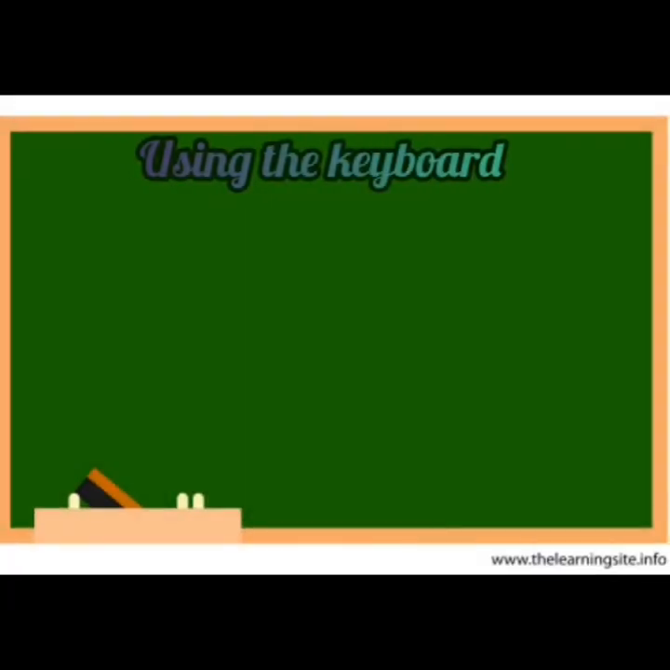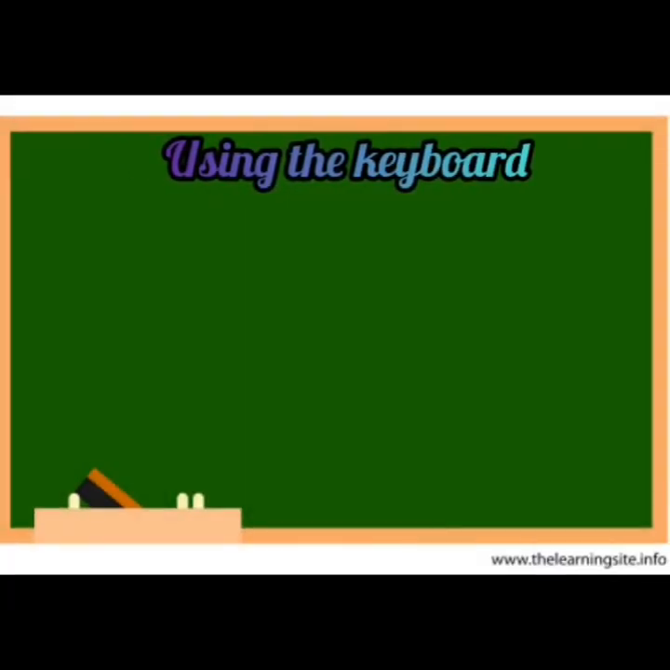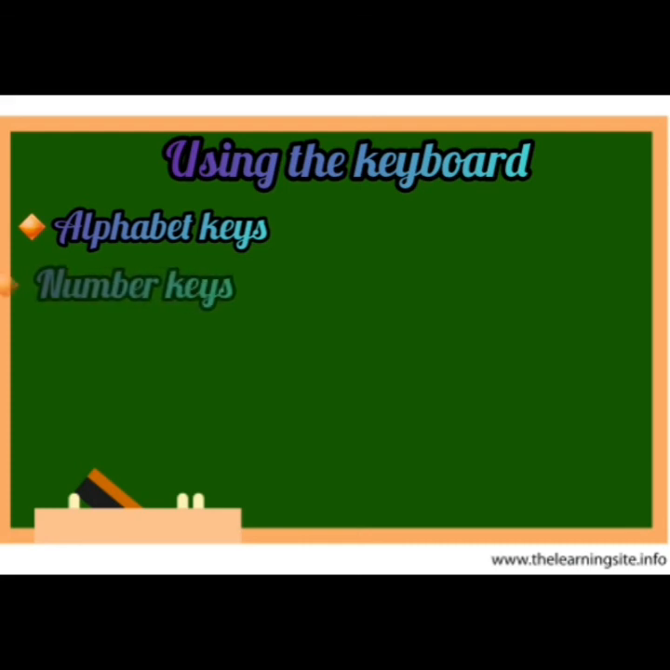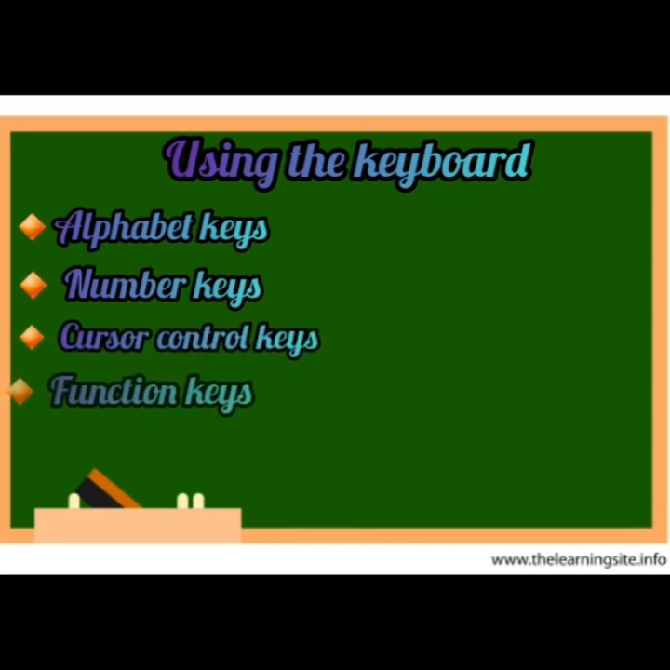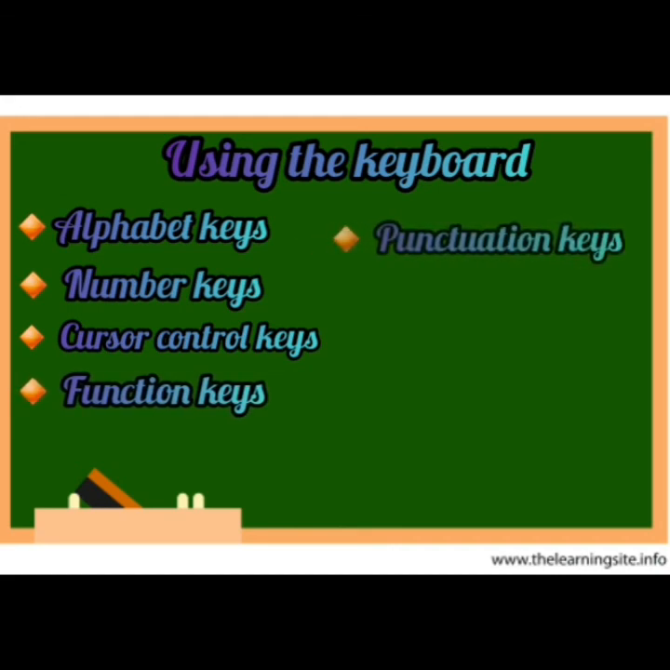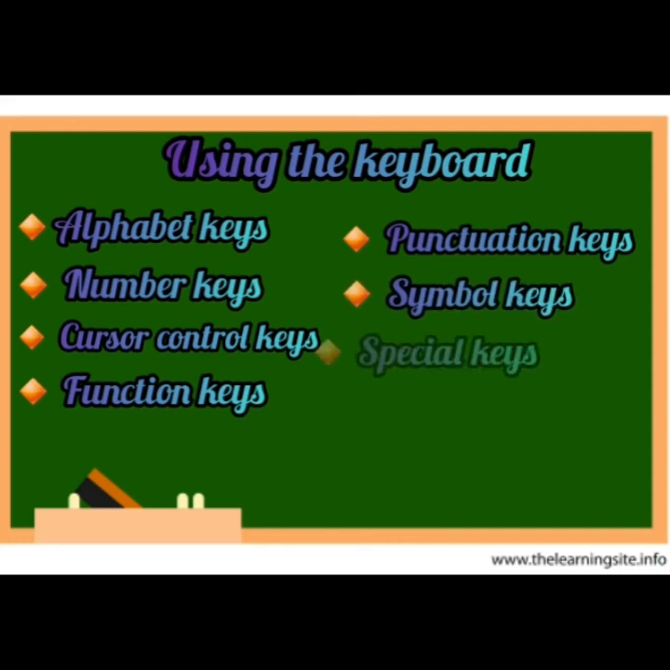So students, everyone have understood the chapter? So students, tell me the types of keys. Yes, first is the alphabet keys. Second, number keys. Third, cursor control keys. Fourth, function keys. Fifth, punctuation keys. Sixth, symbol keys. And 7 special keys. Very good.